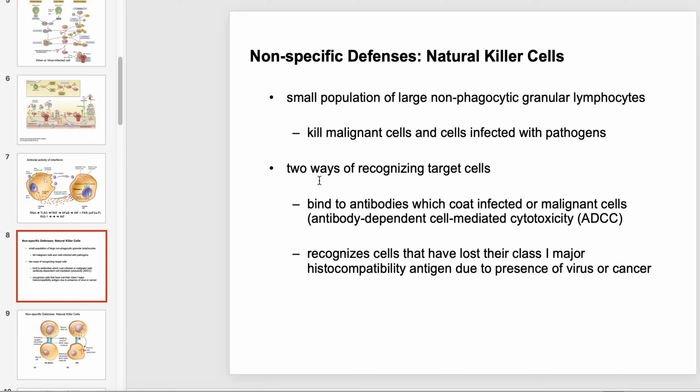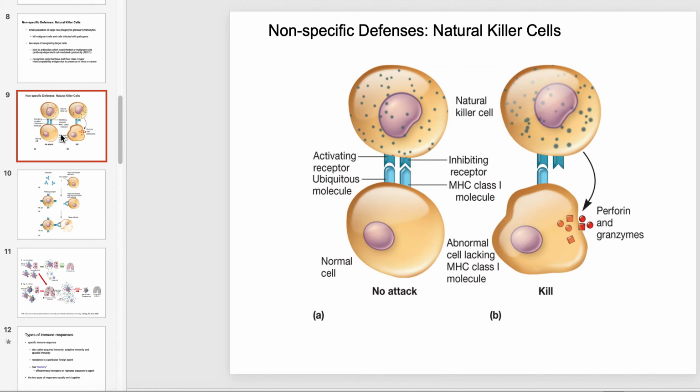So again, there's two ways that NK cells recognize target cells. They can bind to antibodies that are coating these cells, or they can recognize the loss of the MHC antigen on the surface of the cells, which is typical in virus-infected cells or cancerous cells. So that looks something like this. So here's the natural killer cell, and it's basically doing a handshake, just kind of feeling around and doing a handshake on a normal cell. And so this guy has a normal MHC class 1 molecule on its surface and some other ubiquitous receptor.